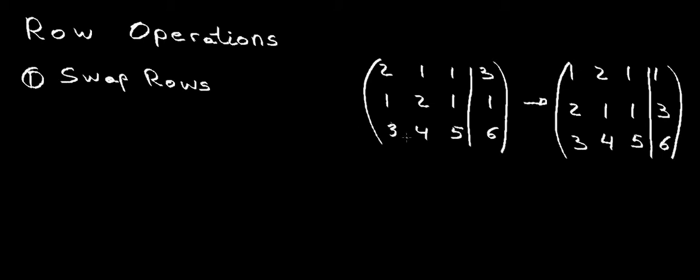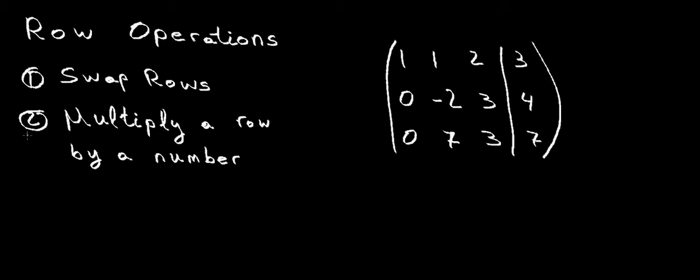Another situation where you may think about swapping rows is if you have zeros somewhere in this area up here, you can swap to have them down in this area. So we move on, and the second row operation that we can perform on a matrix is to multiply a row by a number, and it's always multiply or divide because we can always multiply by a fraction.